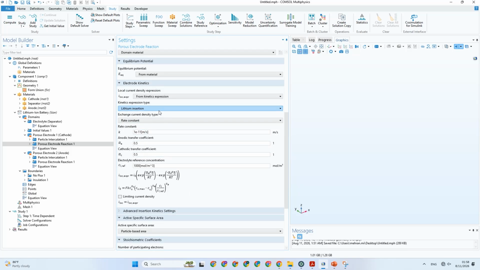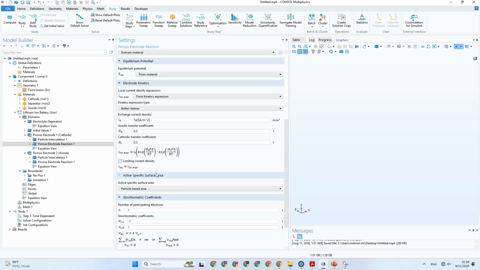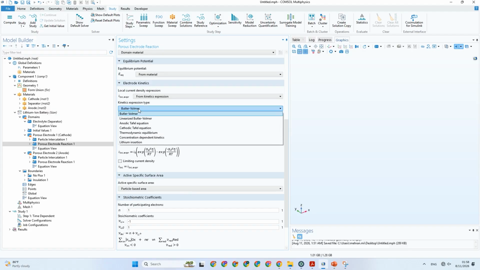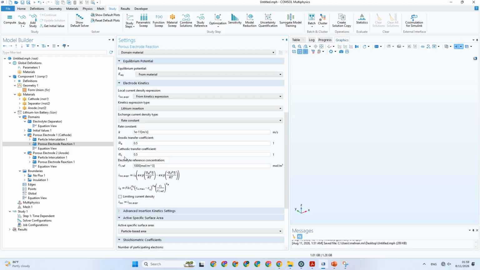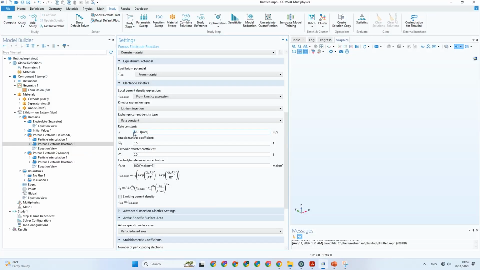If I choose Butler-Volmer, look at this, the equation is still the same. I0, alpha A, alpha C, and electrolytic. It is the same, you know. Maybe this is the Butler-Volmer plus rate constant. Maybe we can choose the rate constant here. This is 83 e minus 10.